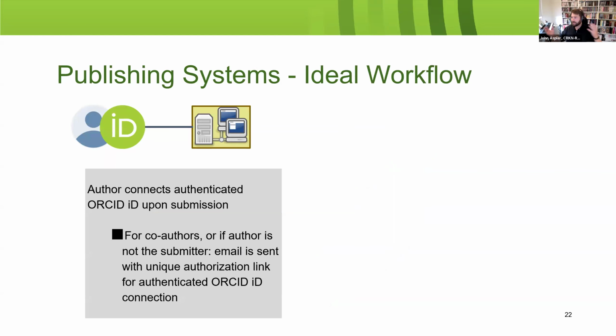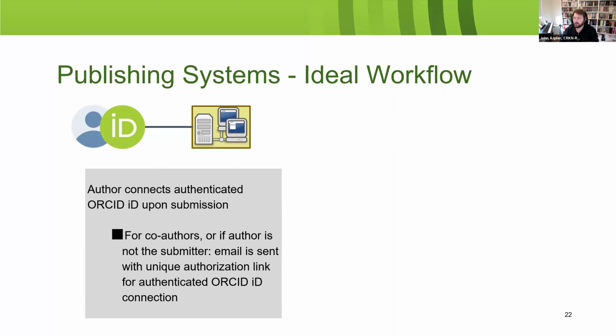So as I mentioned, any good integration has to start with an authentication step, but then the reasons and ways in which information might be collected and then pushed back out into an ORCID record might look a little bit different. So yes, in an ideal publishing system, the author will connect their authenticated ORCID ID typically at the submission stage, although there might be a few different ways you have to imagine this happening. And this is relevant for OJS as well.